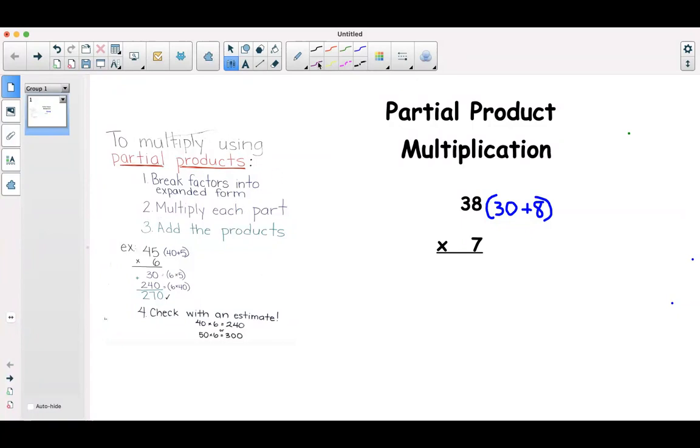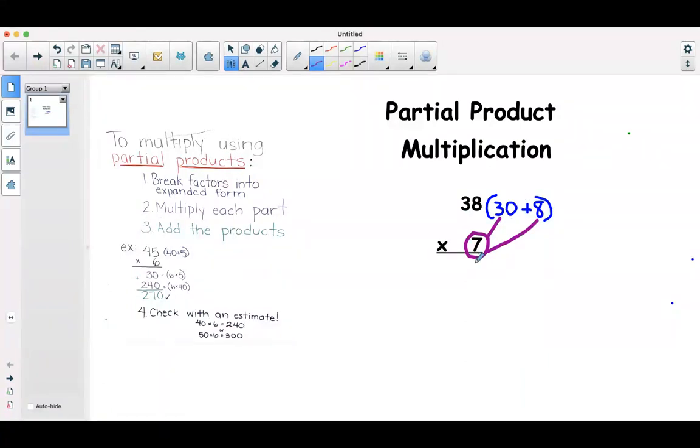As we move to step 2, we see that step 2 says multiply each part. So I'm going to take my 7 here, my second factor, and I'm going to multiply that 7 by each part of my top factor. So that's where the distributive property comes in. I'm breaking up 38 into its parts to make it easier to multiply.